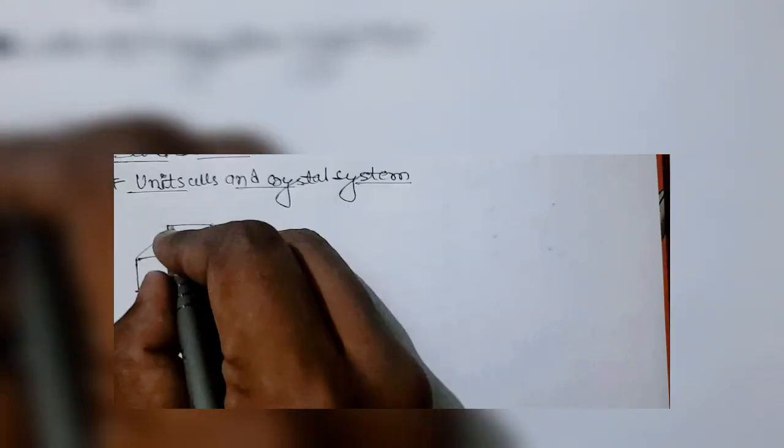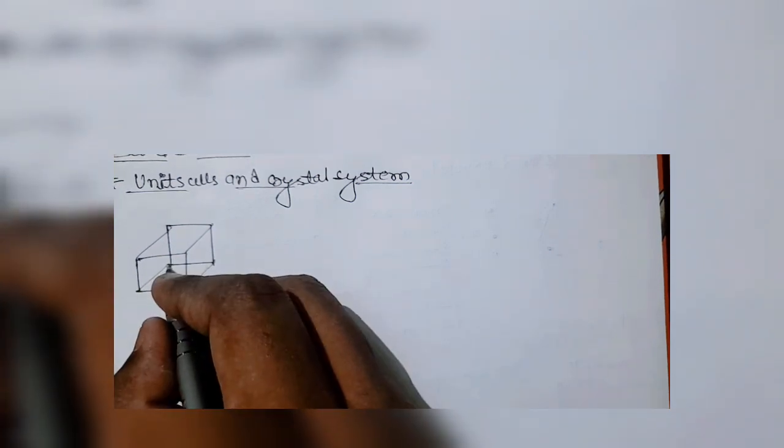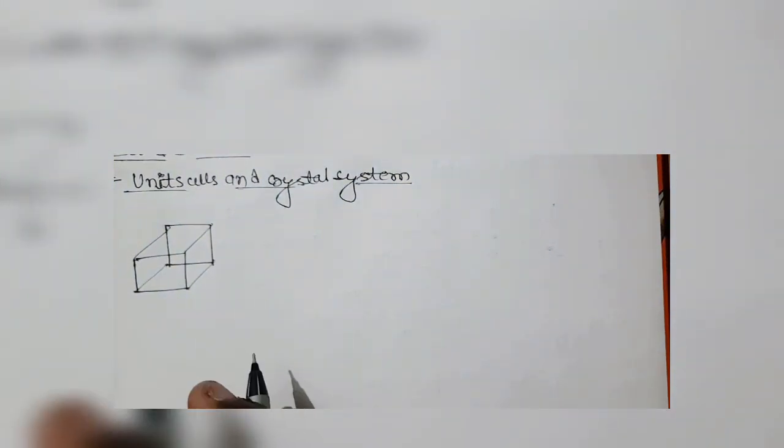In this video we are discussing the unit cells and crystal systems. Firstly we start from the unit cell, and before starting the unit cell we discuss some of the points related to the cube. That is what we have to remember. Let me spell out the points.